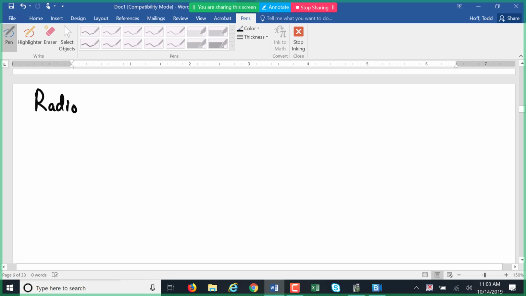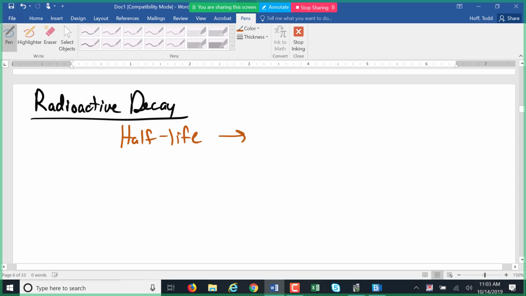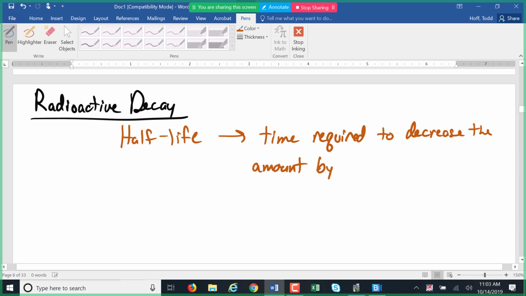One common form of decay is radioactive decay. To understand radioactive decay, we've got to discuss a concept called half-life. Half-life is the time required to decrease the amount by 50%. So a 50% decrease.